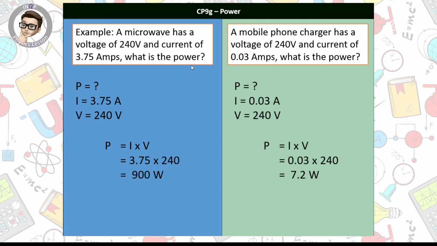So we're considering a microwave and we're considering a mobile phone. Okay, it's a charger, but let's imagine it's a mobile phone. The power difference between these two is why you don't need to put your mobile phone in a pouch that contains the microwaves. Because a microwave is emitting 900 joules every second, whereas the power of this mobile phone charger is only 7.2 joules every second. So the amount of energy that's been transferred is significantly less.